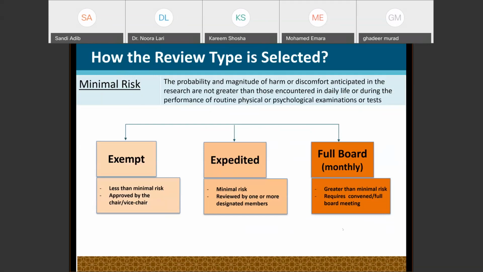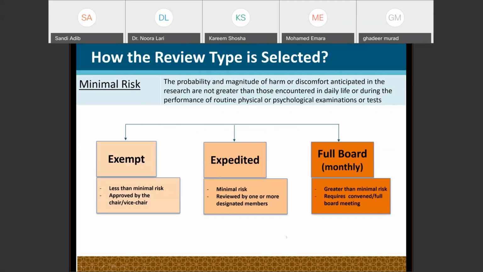If the risk is minimal, then it goes to the expedited review type. Administratively, those applications are grouped to be reviewed in a weekly meeting with the chair or co-chair, and those projects are distributed to committee members, because they have to be reviewed by one or more designated committee members. Finally, the chair or the co-chair approves the final decision.